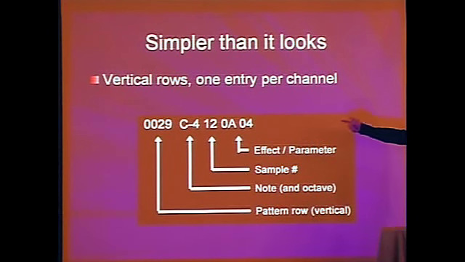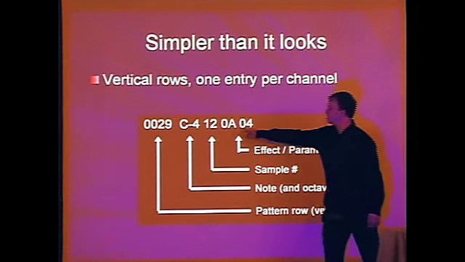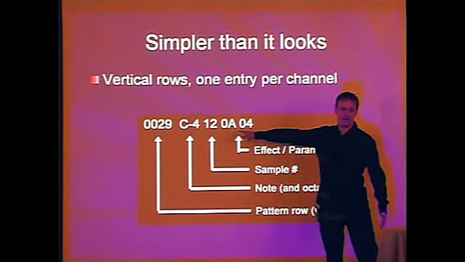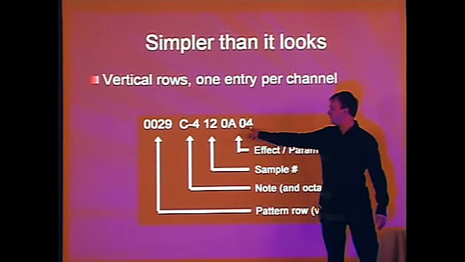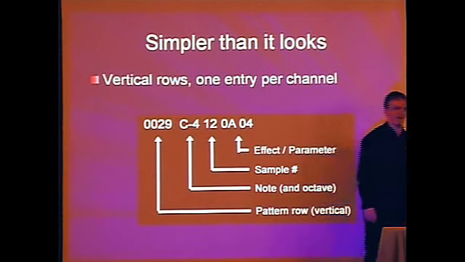You also have the sample number, say 12. Samples are just a linear list. And then you have an effect. In this case, 0A is the effect, which would be, say, a volume slide. And then 4 is the parameter, which, if I remember correctly, in the olden days, would be volume slide down by an amount of 4.